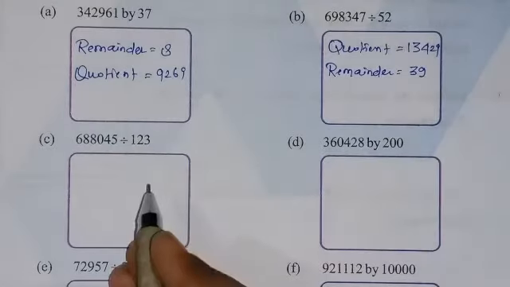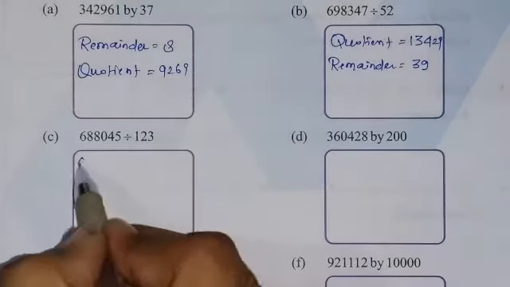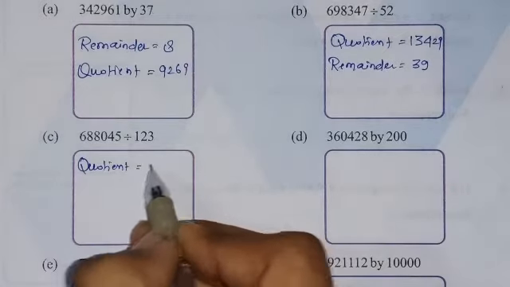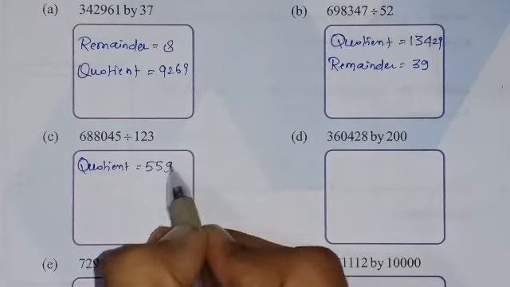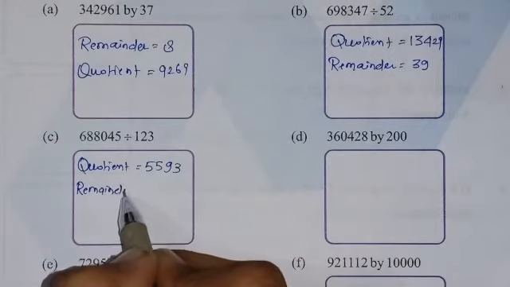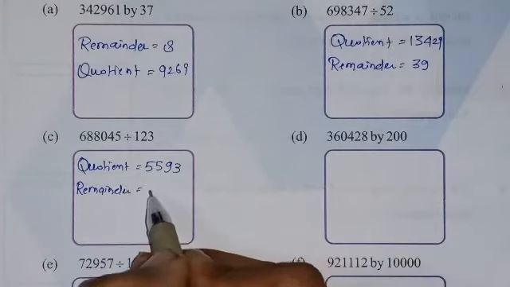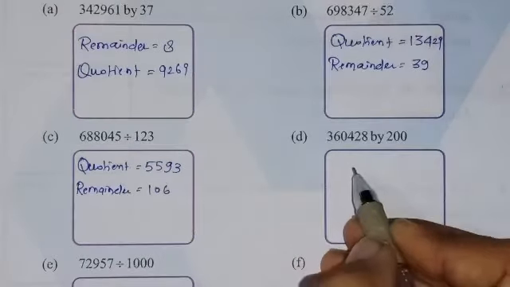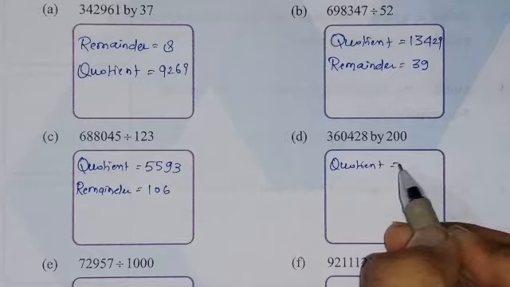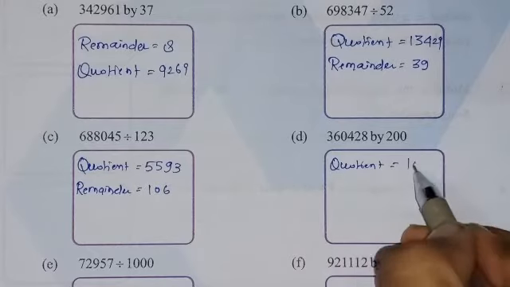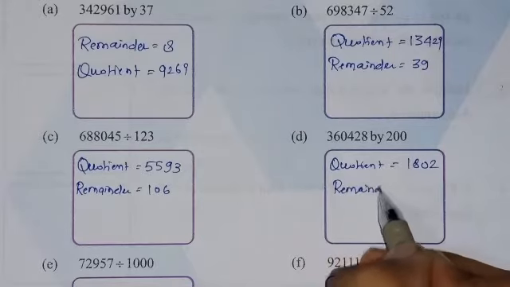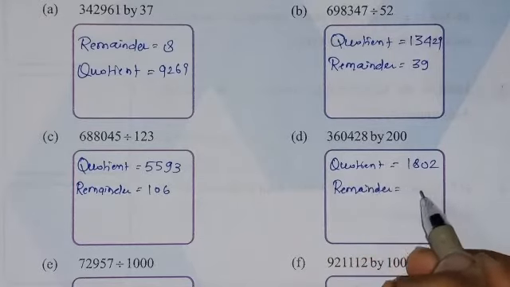In the next question C, the quotient will be 5593 and the remainder will be 106. In this question, the quotient will be 1802 and the remainder will be 28.